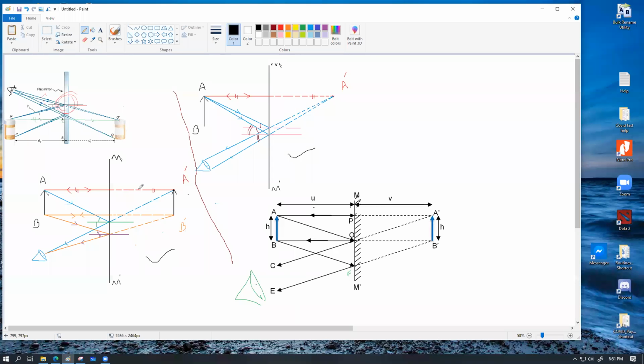For each individual point, you would require 2 light rays, at least 2 light rays to find out its image, so that you can extend them backwards and find out that cross point.